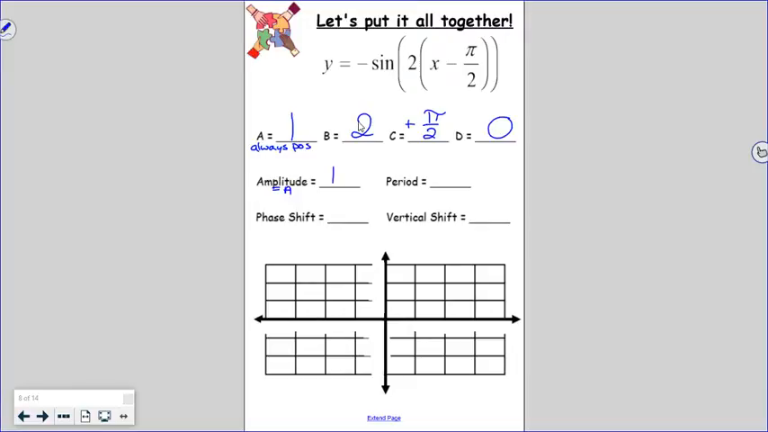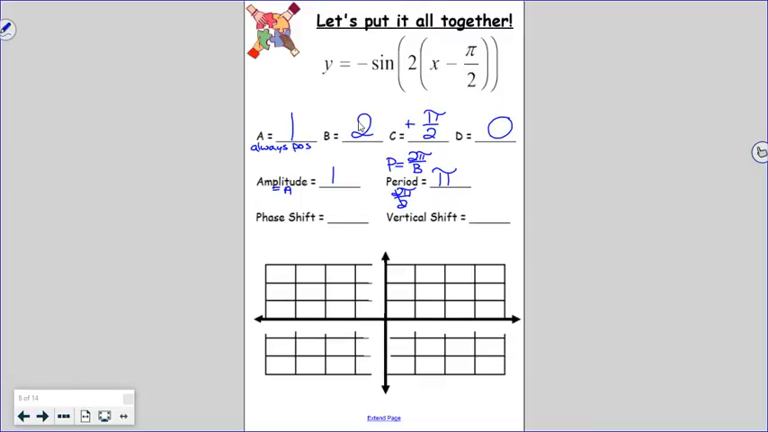Okay? Sydney, period. Related to A, B, C, or D? B. Okay? Jude, the same as B, or do we need to change it somehow? Change it how? 2 pi divided by? Yeah. Always 2 pi divided by, right? So it's related to B, but by 2 pi divided by that number. So 2 pi divided by 2 pi. You got it, okay?